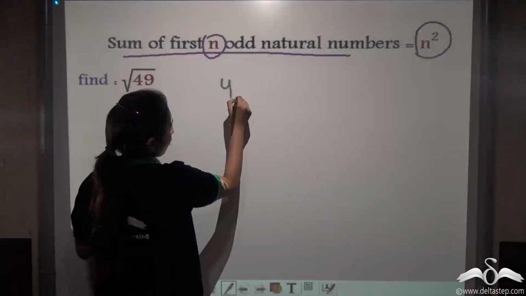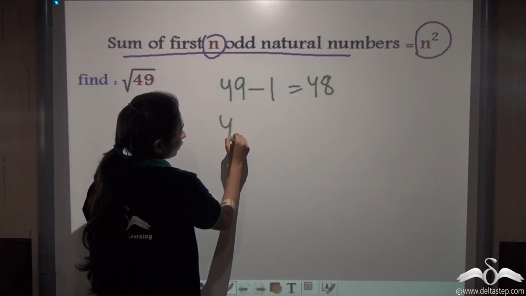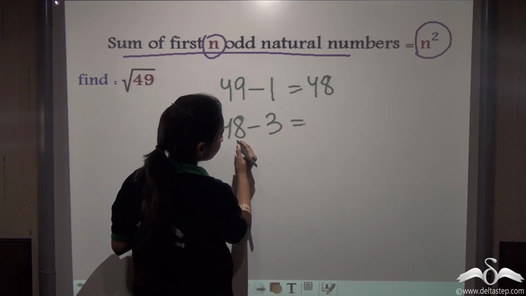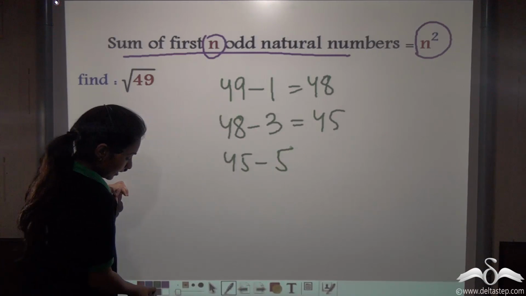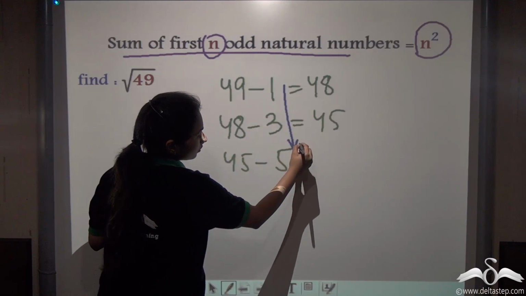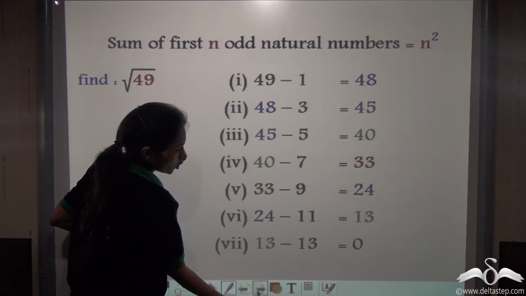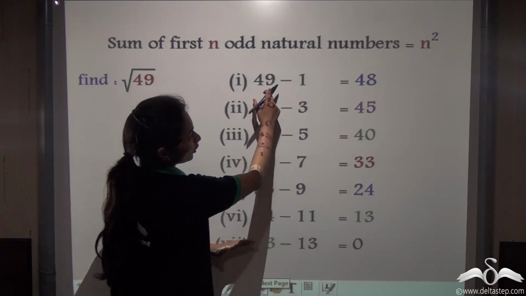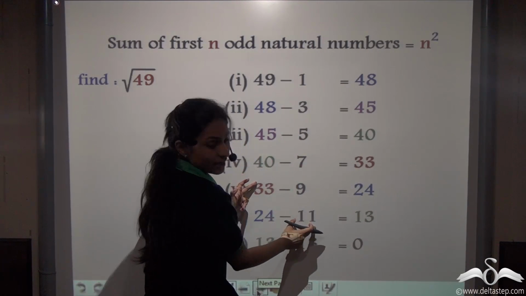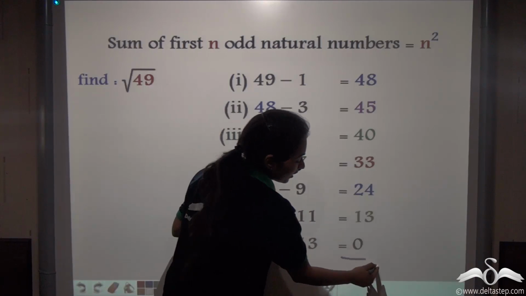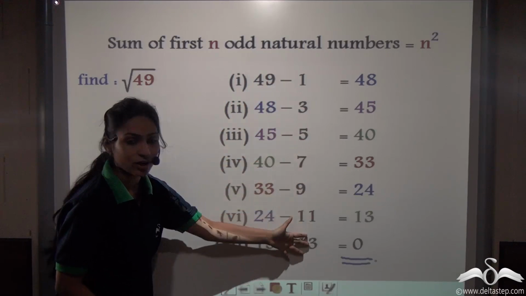Start subtracting. 49 minus 1 gives us 48. Now 48 minus 3, we get 45. Now 45 minus 5. You can see that we are subtracting odd numbers starting from 1. Similarly, when we complete, we get 49 minus 1, 48, then minus 3, minus 5, minus 7, minus 9, minus 11, and minus 13. Finally, we get 0. That means 49 can be expressed as a sum of these odd natural numbers.